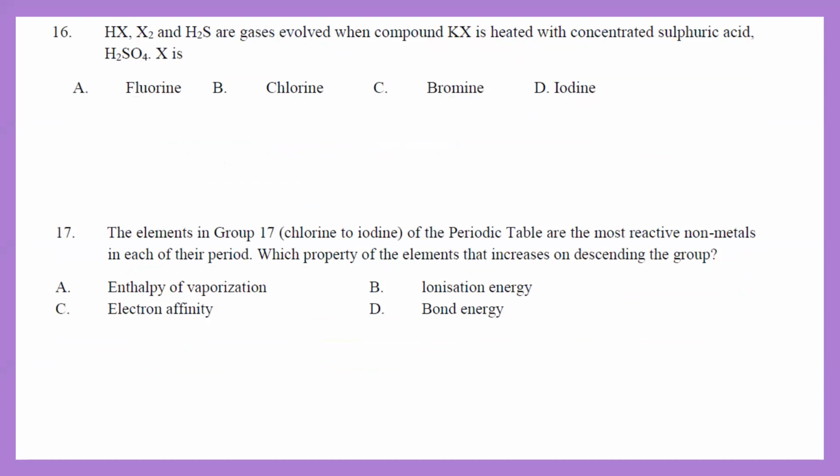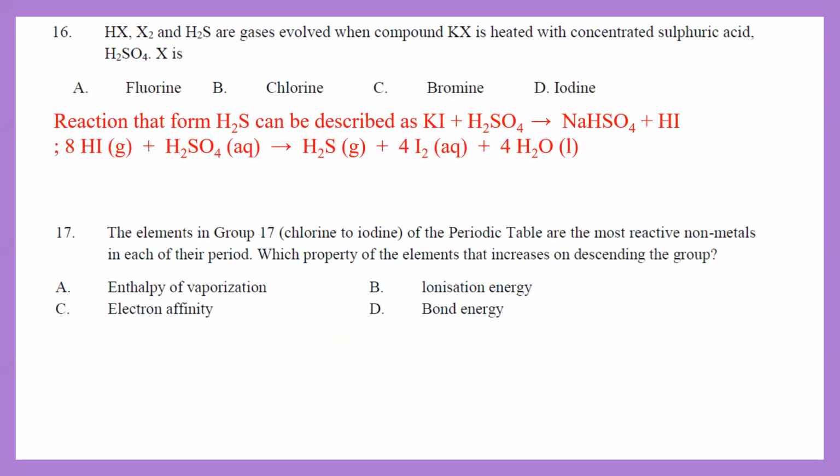HX, X2, and H2S are gases evolved when compound KX is heated with concentrated sulfuric acid. So what is X? X is very obviously iodine. So they are trying to describe the reaction of iodine, where at first KI reacts with H2SO4 to form KHSO4 plus HI, and then HI is oxidized by the H2SO4 to form H2S plus 4I2 plus H2O in here. Okay, so very obvious. So number 16 is D.